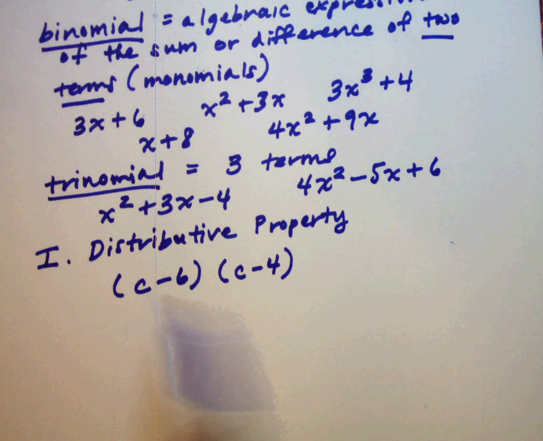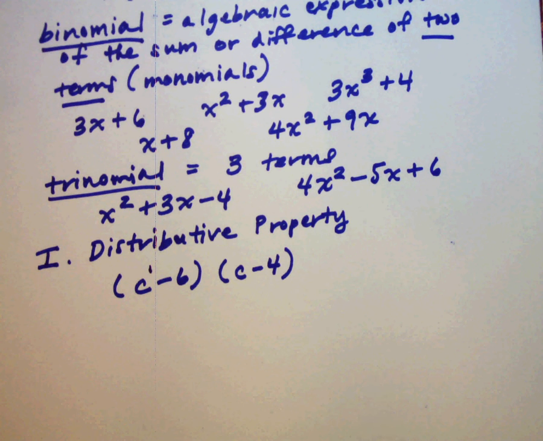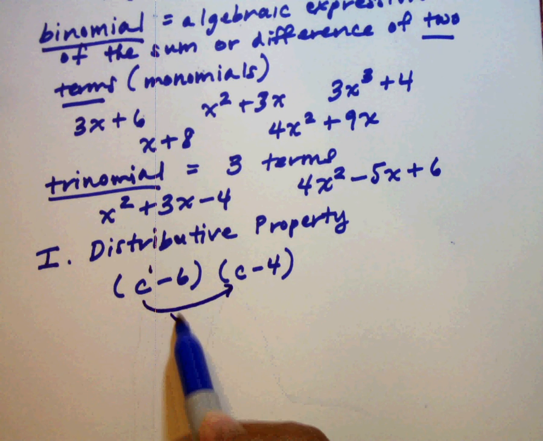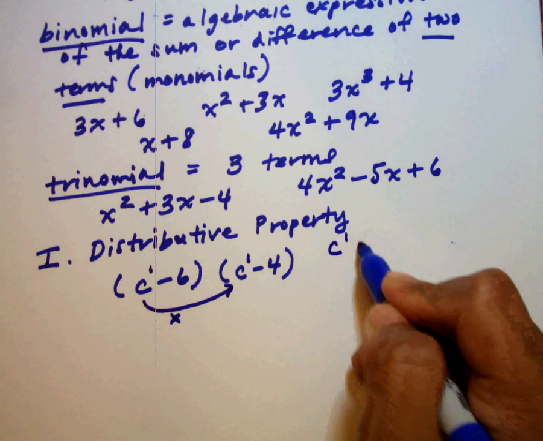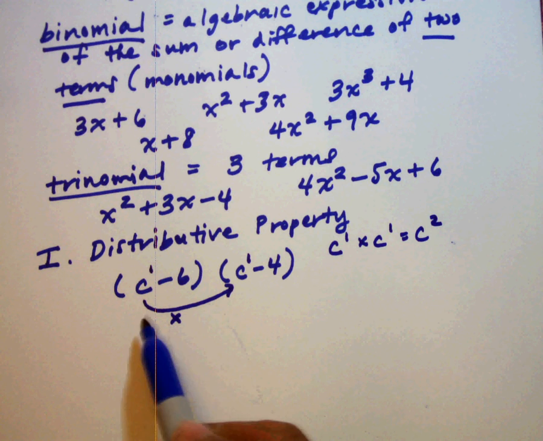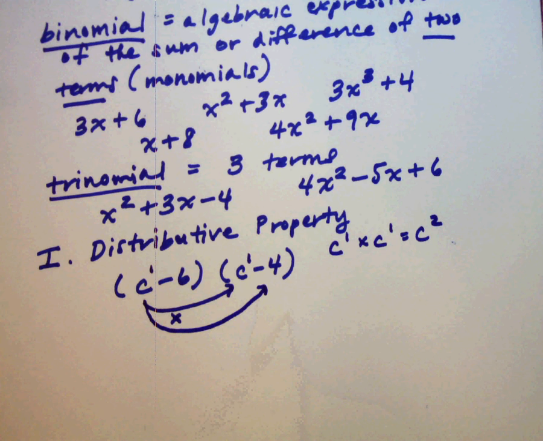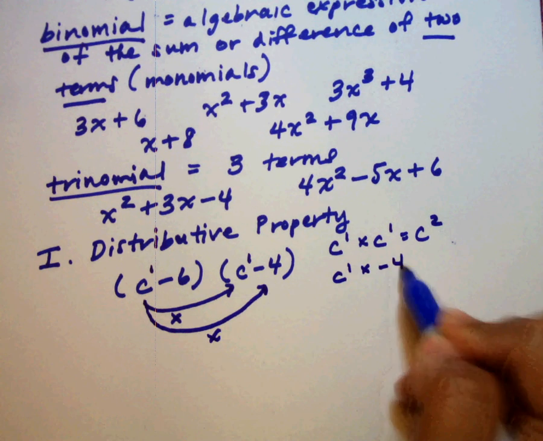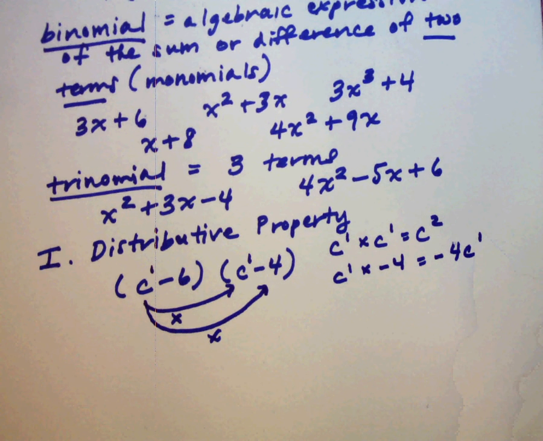Okay, so I'm going to take the c first. Remember, there is an imaginary 1 as the power. C to the first times c to the first, which is also c to the first, is c to the second. Now I'm going to take the c to the first and multiply that with the minus 4. In this case, we also can say this is negative 4. So c to the first times minus 4 is negative 4c to the first, or you can just leave it as negative 4c.